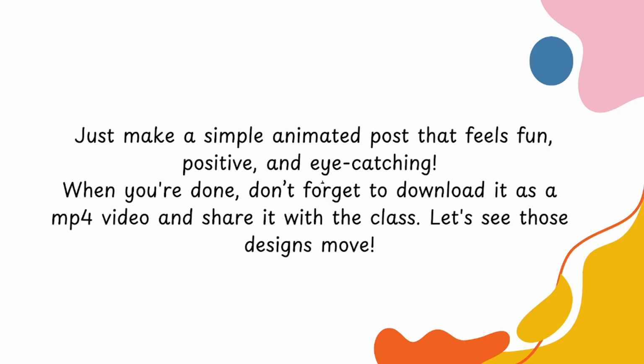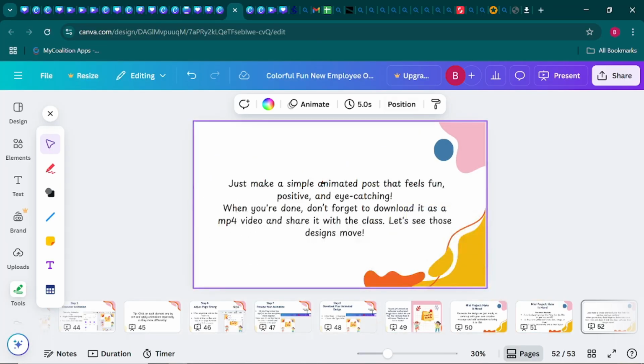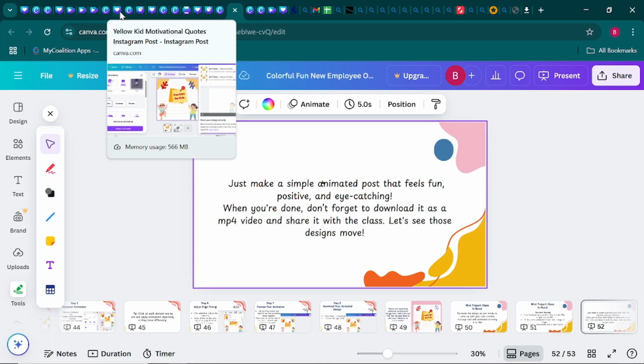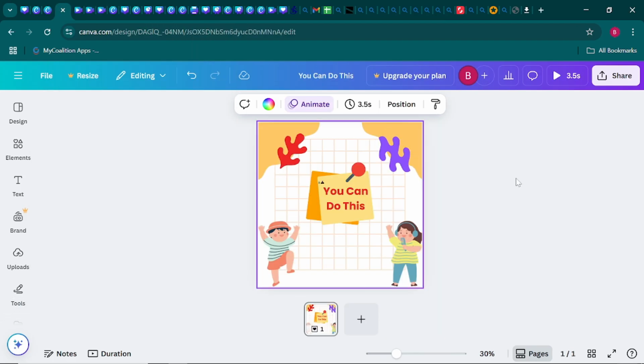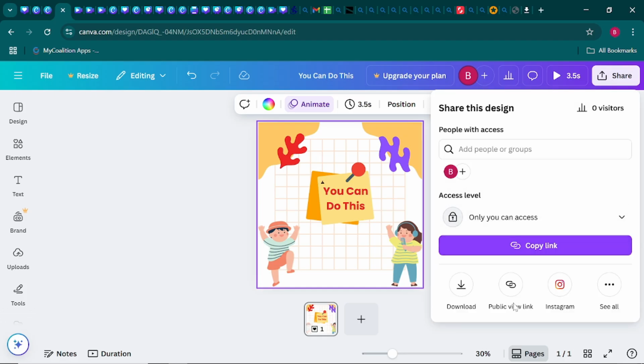So I remember that I forgot something. Let's go and save our design because we did not save it. To save this design, just the normal way we save, we come to Share, click on Share, all right? Then Download.